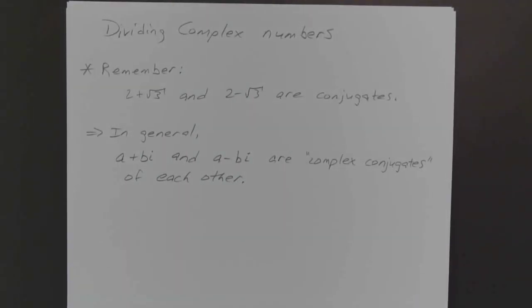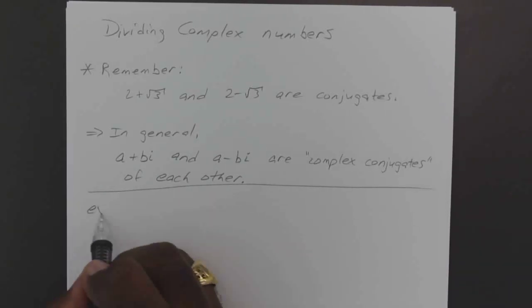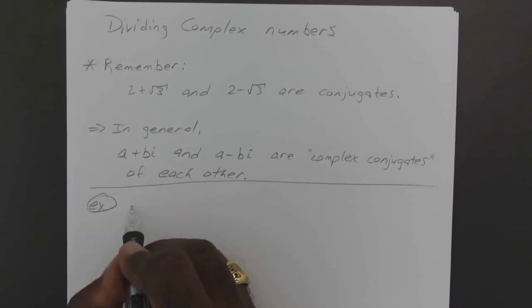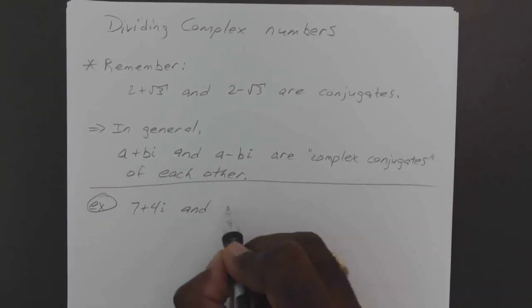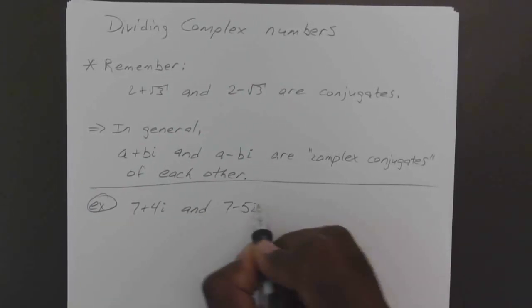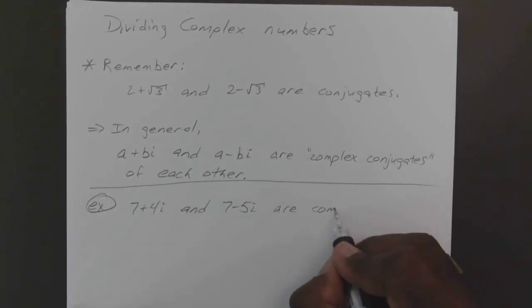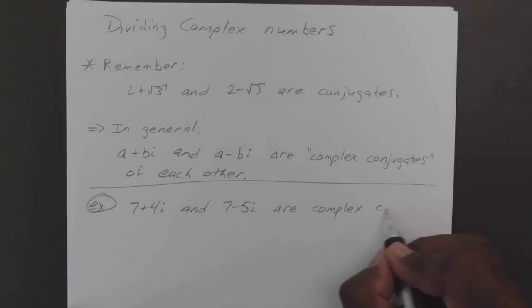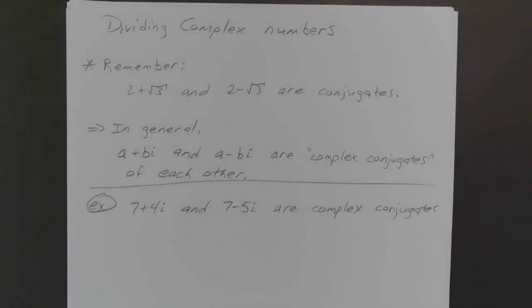So kind of the same general idea, just they put the word complex in front of it. So for example, 7 plus 4i and 7 minus 5i are complex conjugates. Same terms, different sign.